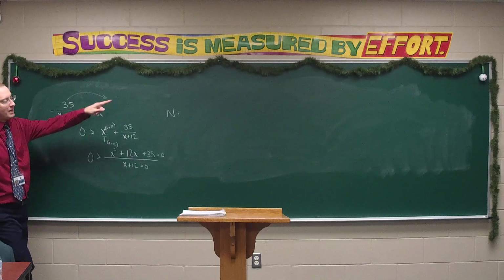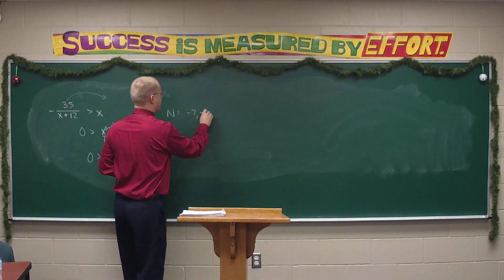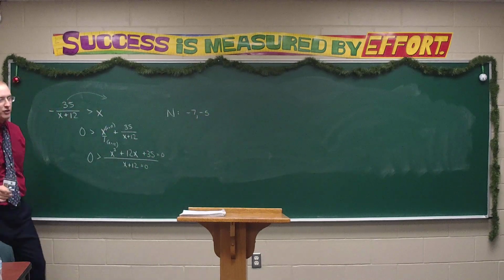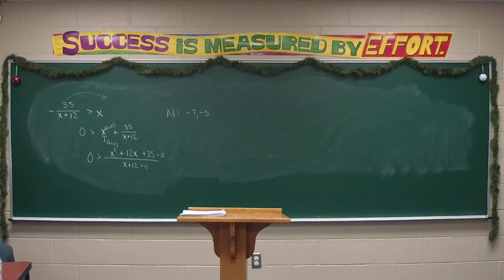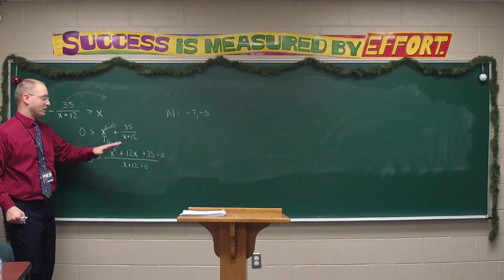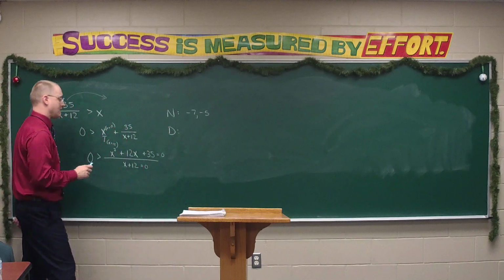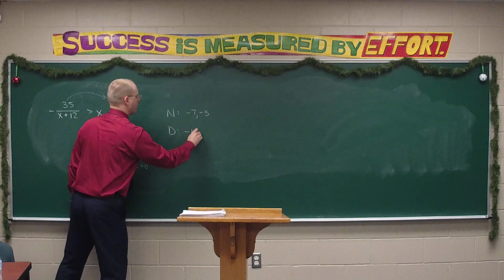So what are my numerator separator points? Negative 7 and negative 5. Do you run a risk doing that in your head that you accidentally just put 7 and 5 down? Yes, you do. But I'm really, really lazy, so I just try to be careful mentally, and I don't have to write anything this way. And obviously my denominator separator point will be negative 12.